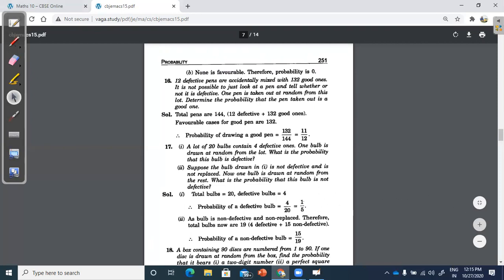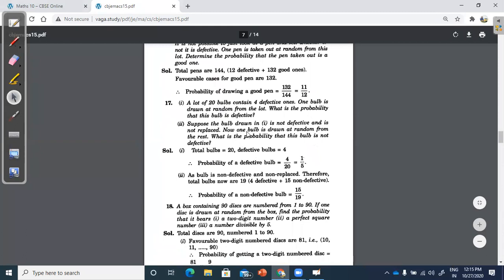Now look at the second part carefully. Suppose the bulb drawn in the first part is not defective. That means you are taking out a good bulb and it is not replaced. You remove one bulb from 20. What is left? 19. And the removed bulb is a good bulb. So the 4 defective are still there. So out of 19, 4 are defective. That means 15 are good.